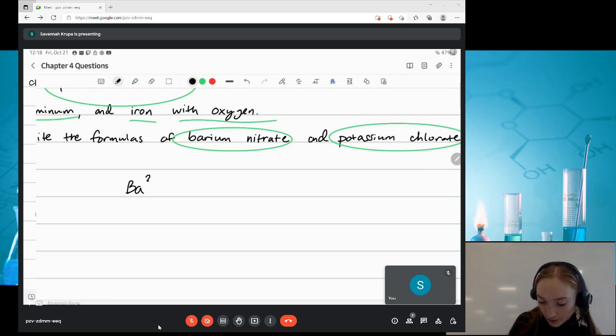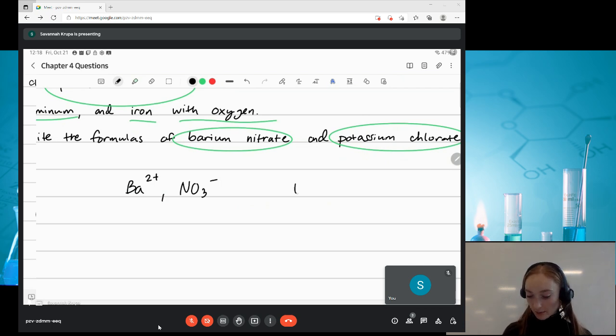and that has a 2 plus charge. And then we have nitrate, so nitrate is also a polyatomic ion, and that's NO3, and that has a minus charge on it. And then for potassium chlorate, we have potassium, which is K plus, and then chlorate is a polyatomic ion as well, and that's chlorine with oxygen, so we have ClO3, and that has a minus charge. And so in barium nitrate, that's what we're starting off with.